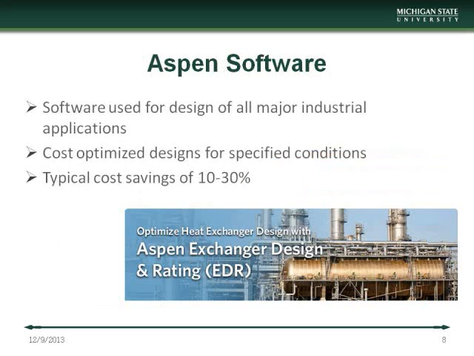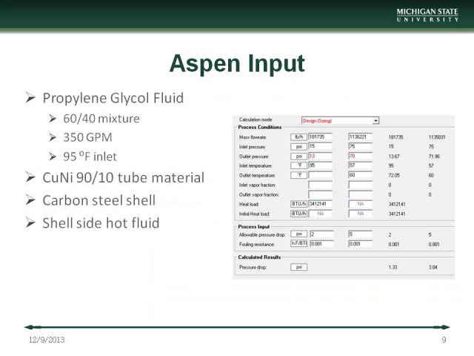In addition to MATLAB and HEEDS, Aspen software was used to optimize the design of the heat exchanger. For the Aspen calculations, a propylene glycol heating fluid was used with a 60-40 mixture running at 350 gallons per minute with a 95 degree Fahrenheit inlet temperature. A 90-10 copper-nickel tube material was used in a carbon steel shell.